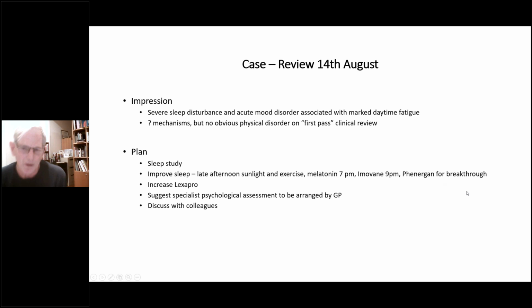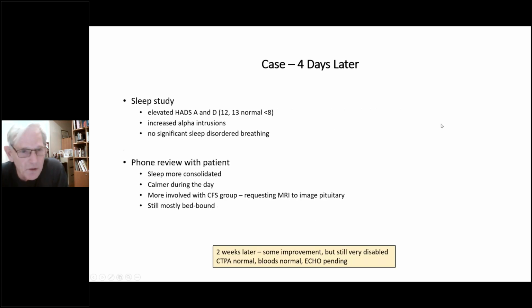And I had a sort of a plan where I cycle people through these interventions along with a benzodiazepine on a sort of a two-weekly process until sleep rhythms are restored. I increased Lexapro. I spoke with the GP about getting specialist psychiatric assessment, and I decided I'd discuss this case with colleagues.